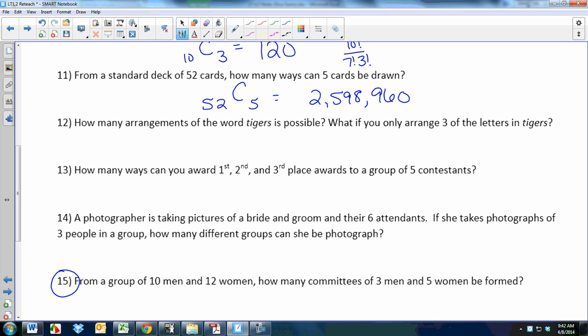How many arrangements of the word tigers are possible? Well, there are 6 letters in tigers, right? And tigers is an arrangement. As soon as I take S from the back of tigers and put it in the front, I get stigers. Is that a different arrangement of those letters? Then order matters.